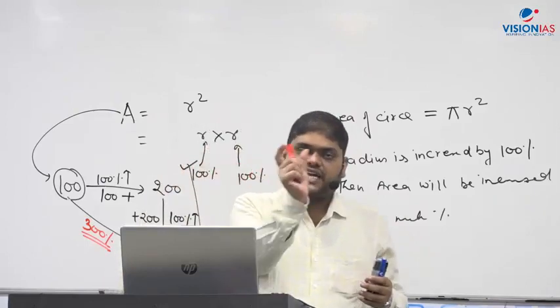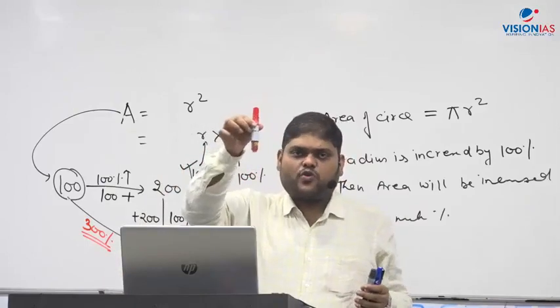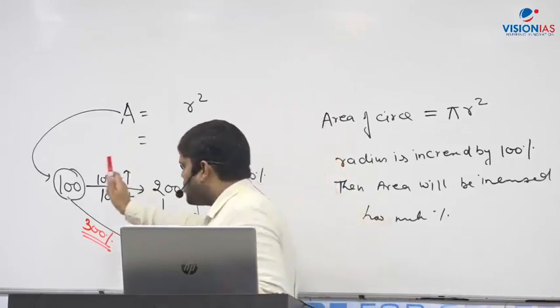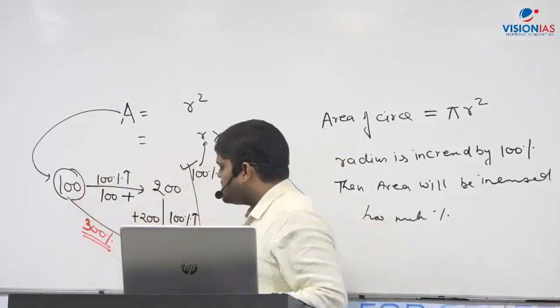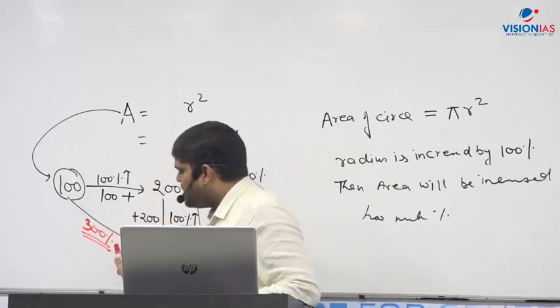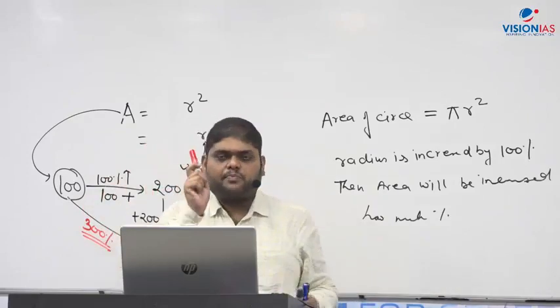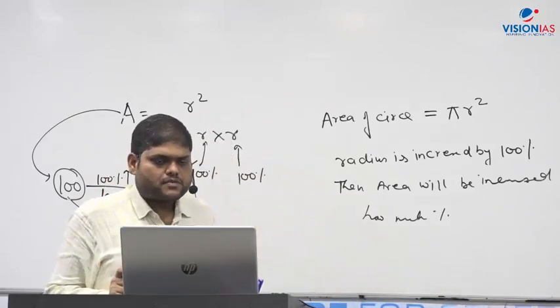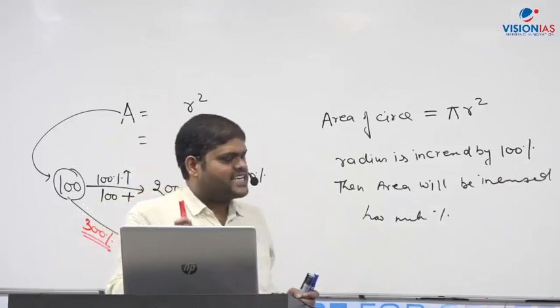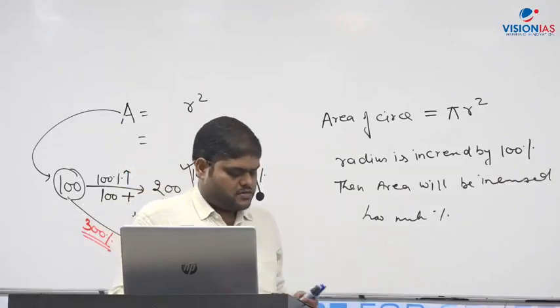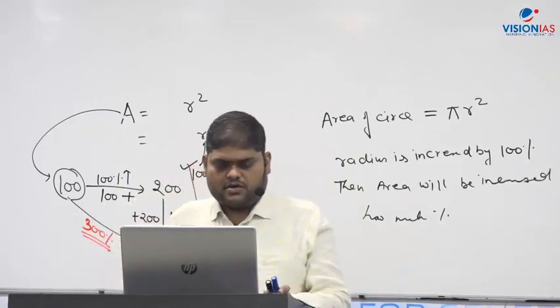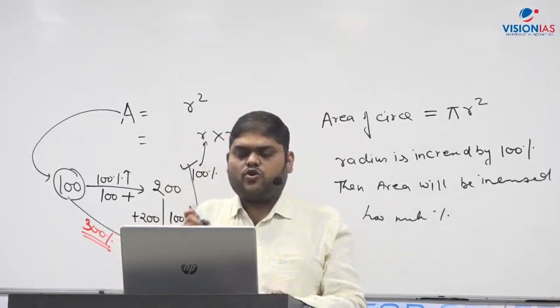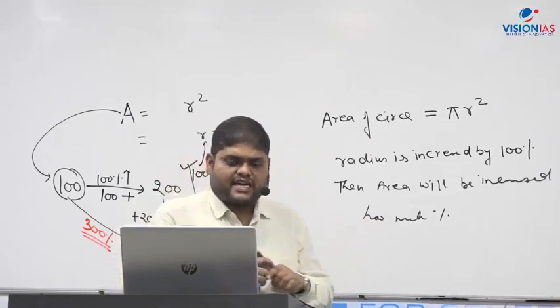Increment means how much extra? Already 1 was there, already 100 was there. Now the total quantity becomes 400. So increment is of 300%. Is this making sense or not? Fine. So increment is only of 300%.